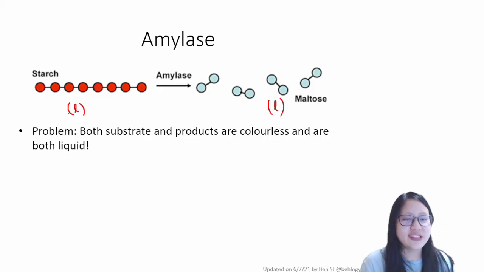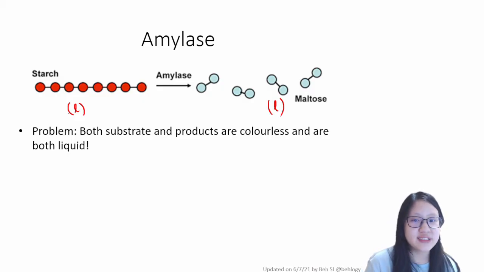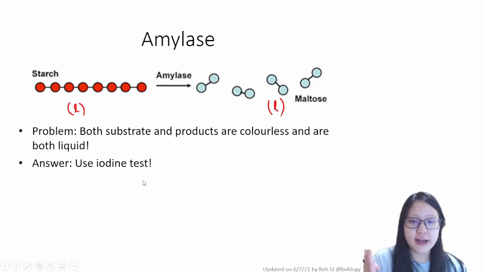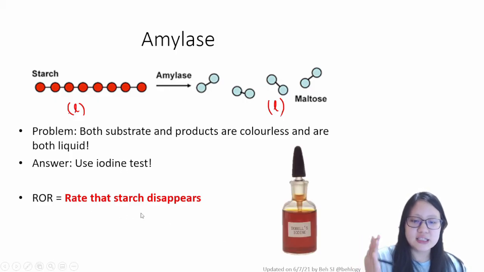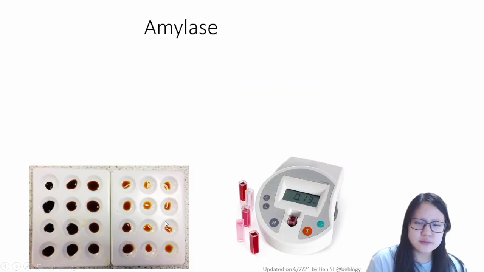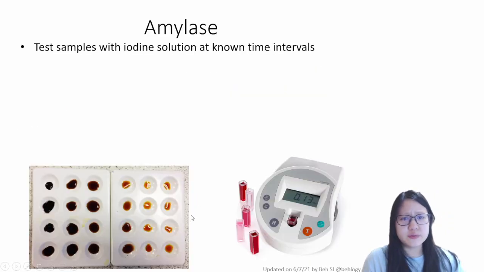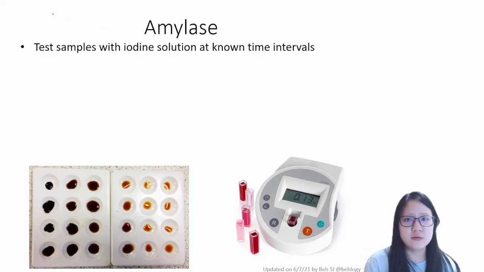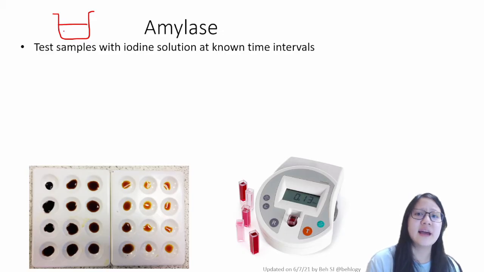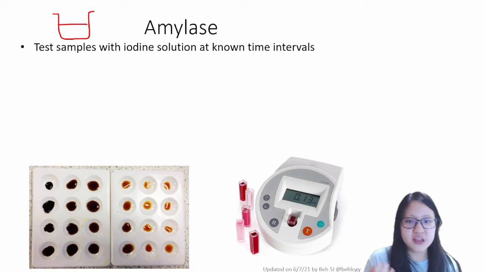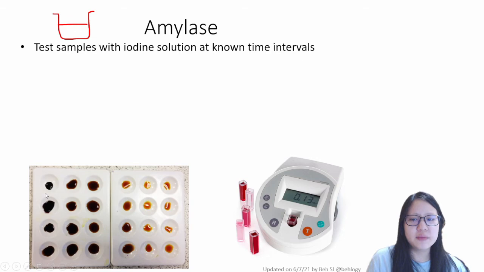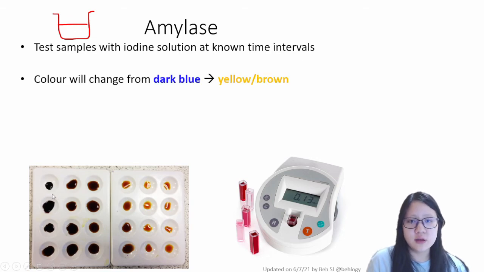Now, we know a test that works on starch and not maltose. And yep, you're right, it's called the iodine test. So starch can be tested for by iodine tests, and we can use iodine tests to find out the rate that starch disappears. So what do we do? We take a reaction mixture. Imagine we are doing the experiment with amylase and starch in a beaker. Every, say, 1 minute, we take a tiny drop, and we test it with iodine solution.